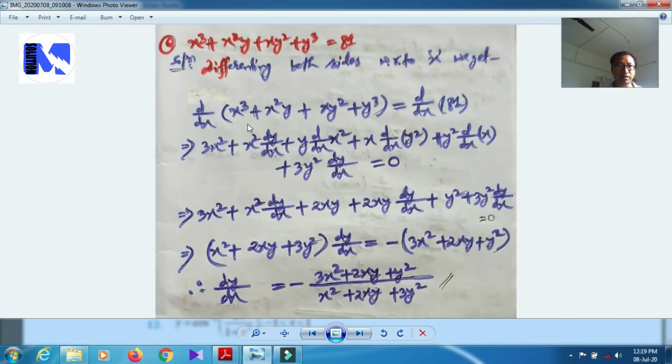Then each and every term we will differentiate. It will be 3x square. The next is in the product form, so we apply the uv rule: x square dy by dx plus y d by dx of x square. Then this is also in the product form, so x d by dx of y square plus y square d by dx of x, plus y cube, which you can consider like x cube. It will be 3y square, but it is not x, so we have to differentiate this y along with this.